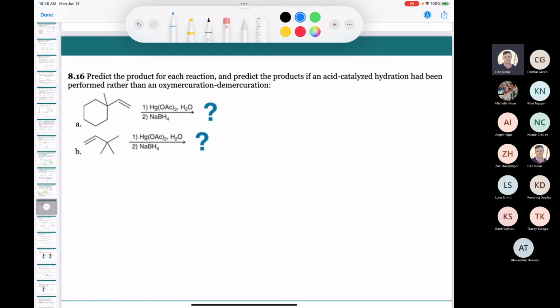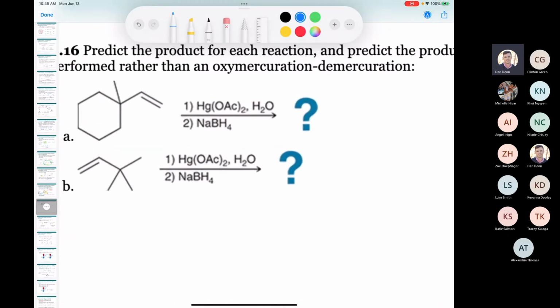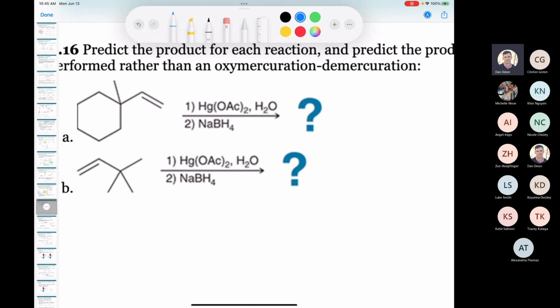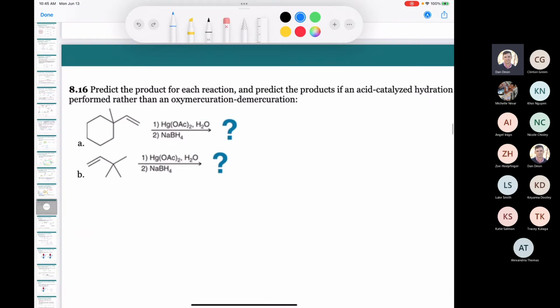acid-catalyzed hydration had been performed rather than an oxymercuration-demercuration. Let's take a look at the first one. It's going to be the Markovnikov addition of water across this double bond. Why? Because we're employing oxymercuration-demercuration conditions. And so the product of this Markovnikov addition of water would just be this, where we have our methyl group here, and then we would have this hydroxyl. Of course, we're going to end up with a pair of enantiomers, so we'll just write racemic. Okay, that is what we would get from oxymercuration-demercuration.